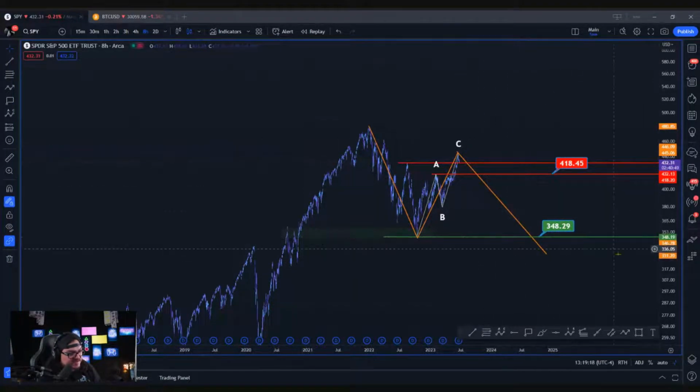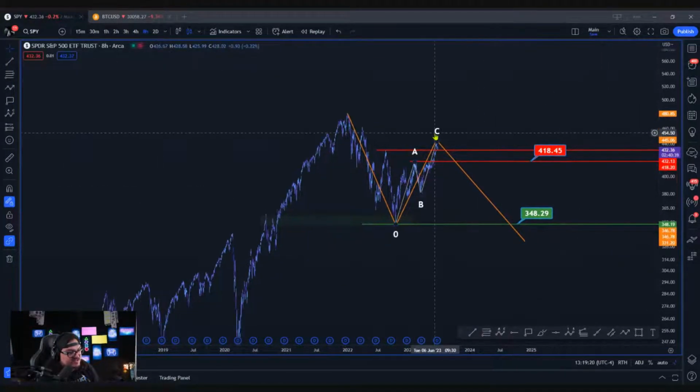Even though this does entail more downside, I think there's going to be less blood in the streets if we take this route versus if we do the ABC top and then reverse. So this is probably the better out of the two.